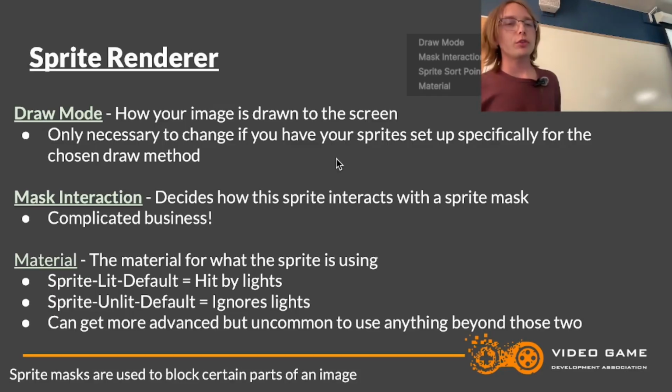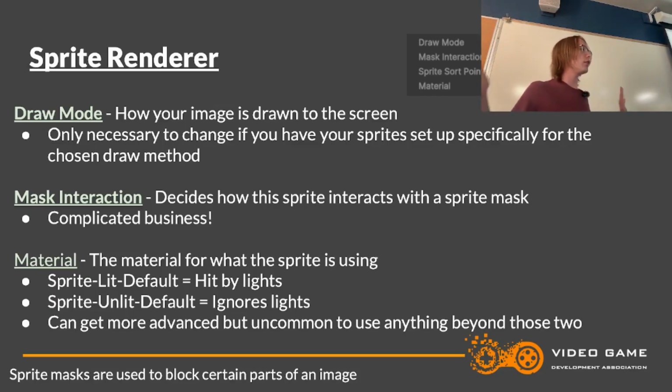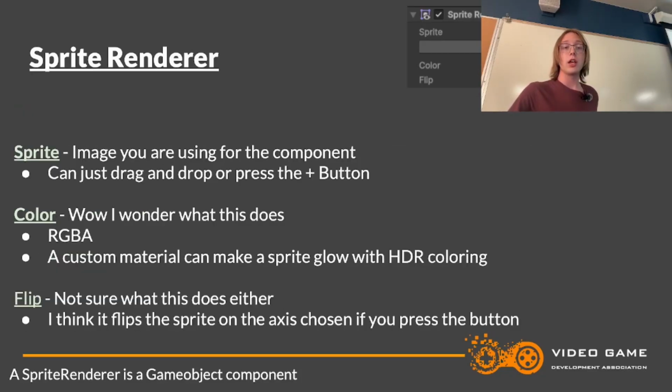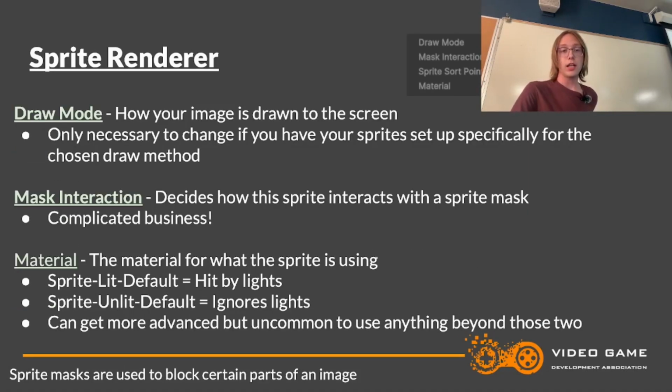Material. This is the material for what your sprite is using. Lit just means hit by lights. Unlit means it ignores lights. This can get more advanced, but it's uncommon to use anything beyond those two for 2D sprites. For anyone who uses 3D and stuff, you might notice, why are we not using that many materials for sprites and whatnot? It's because most of our main visual stuff is based on the sprite. You can also set custom textures for the sprite as well, like normals or specular maps or ambient occlusion. You can set that directly within the sprite itself, so you don't need a material for that. And that's why for the material, this is just for our basic lighting data.